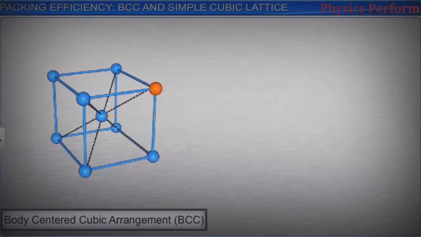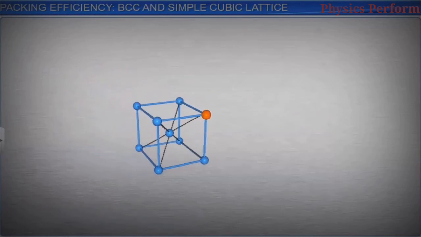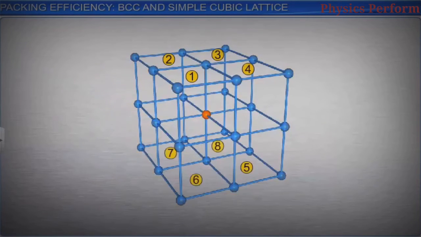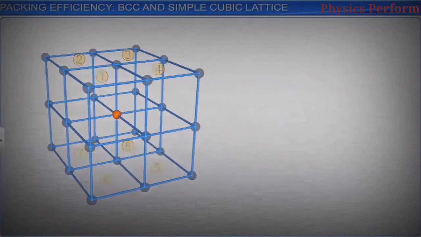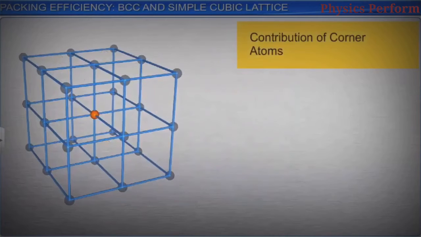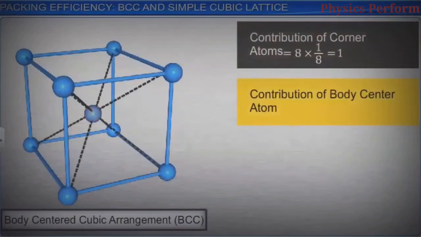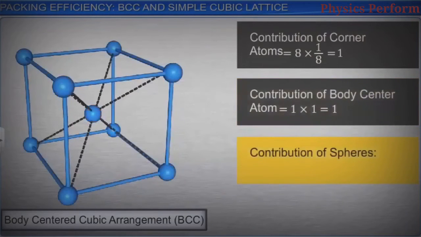Each sphere at the corner of a unit cell is shared by 8 surrounding unit cells. So the contribution of the corner atoms to a unit cell is 8 into 1 by 8, which is equal to 1. The contribution of the atom at the body center is equal to 1 into 1, which is equal to 1. So the total contribution of the atoms per unit cell is 1 plus 1, which is equal to 2.